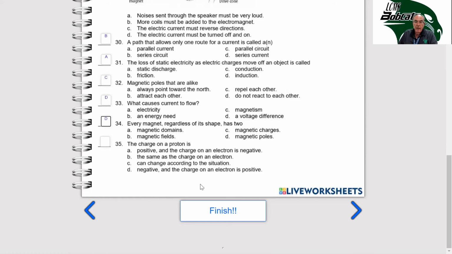Charge of a proton: we had positive protons, neutral neutrons, and negative electrons. So the charge of a proton is positive, and the charge of an electron is negative. That sounds correct. Let's check the other ones. The same as an electron, no. And change according to the situation, no. And it's not negative.